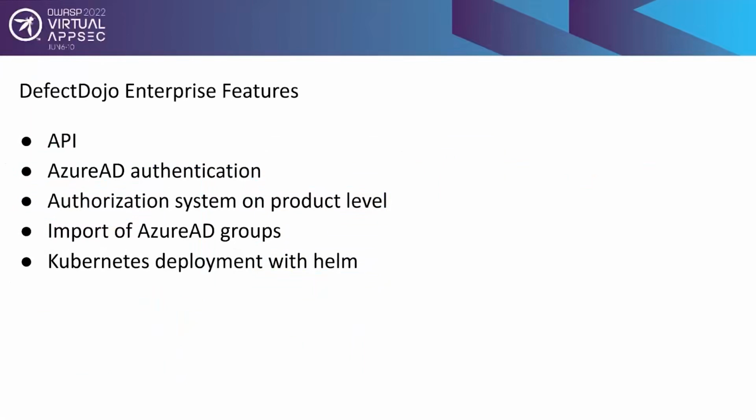DefectDojo has a lot of enterprise features, for example, the API, which is very powerful, where you can connect against and get all the information out to create your own statistics, for example. Then you have Azure ID authentication. You have the ability to perform authorization on product level, so you can do it very fine-granularly. Then you are able to import Azure ID groups so that you can make use of that fine-granular authorization system, and you can easily deploy DefectDojo, for example, with Helm.